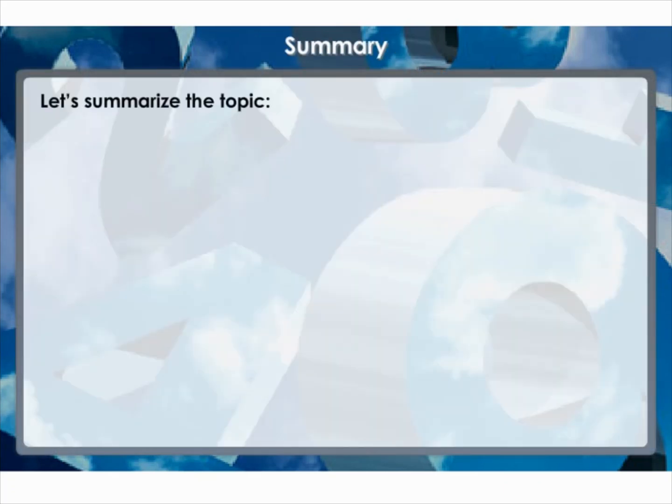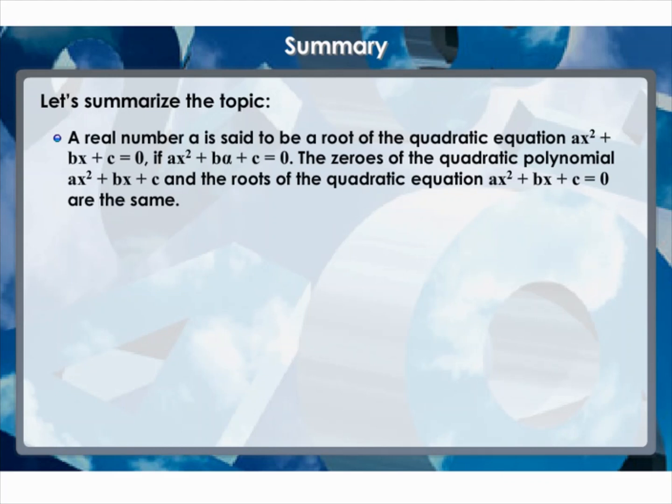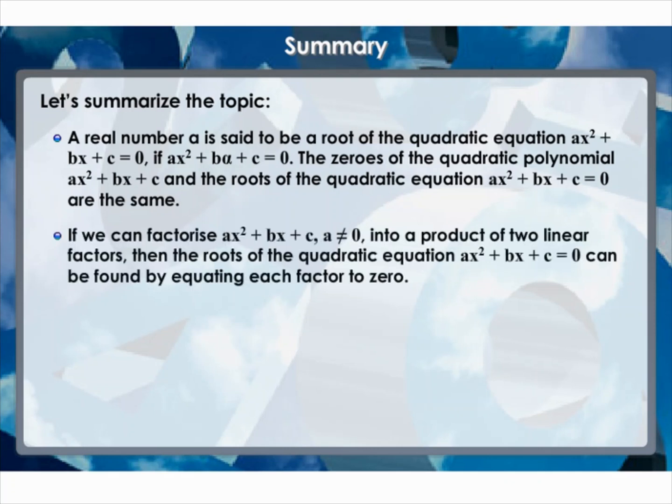Summary. Let's summarize the topic. A real number alpha is said to be a root of the quadratic equation ax square plus bx plus c is equal to 0 if a alpha square plus b alpha plus c is equal to 0. The zeros of the quadratic polynomial ax square plus bx plus c and the roots of the quadratic equation ax square plus bx plus c equal to 0 are the same. If we can factorize ax square plus bx plus c, a not equal to 0 into a product of two linear factors, then the roots of the quadratic equation can be found by equating each factor to 0.